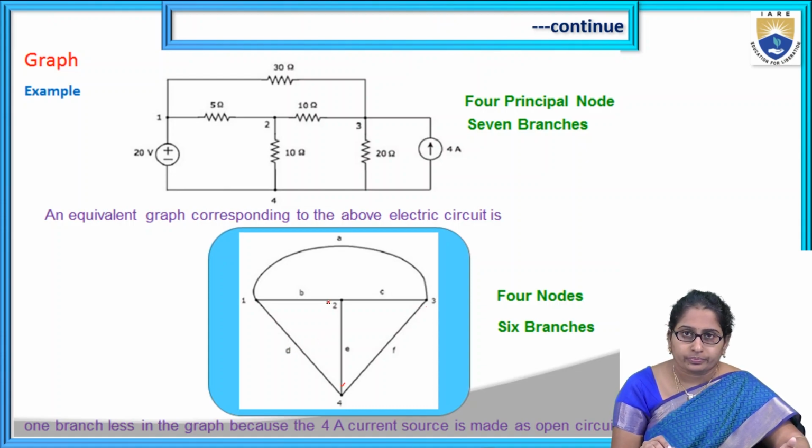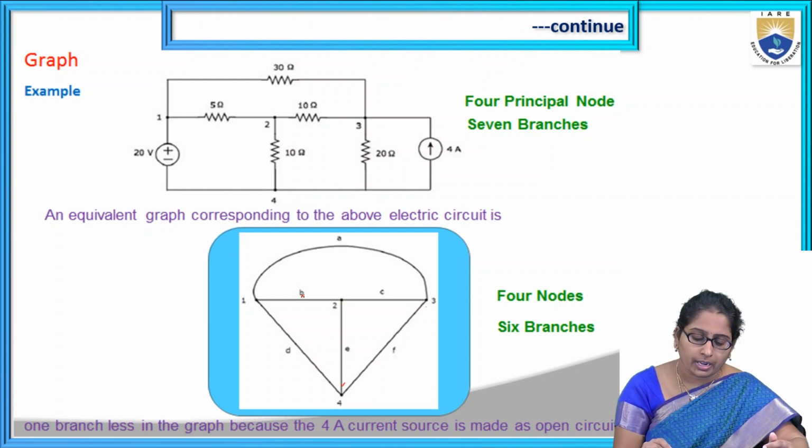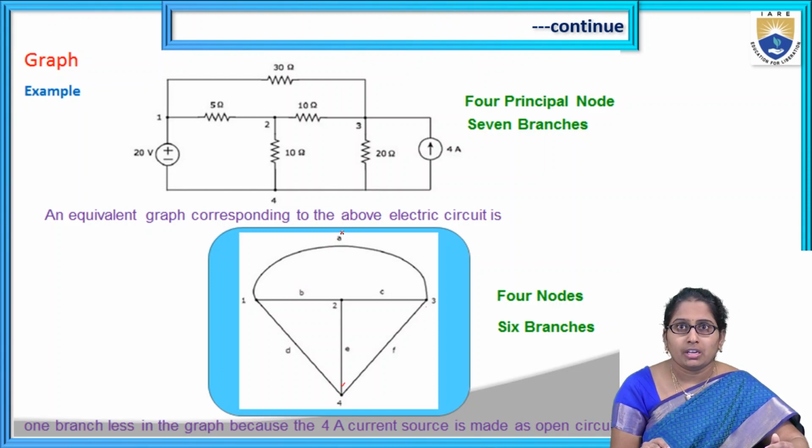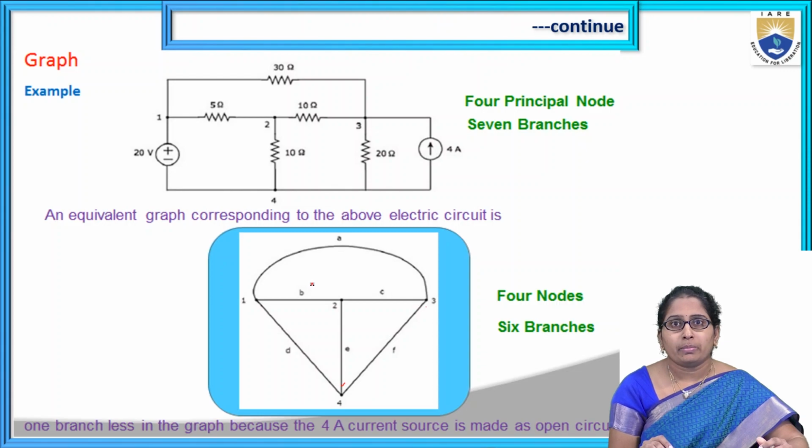Now I will tell you how it is given. For the branches, you can see the English letters A, B, C. Usually the nodes are represented with numbers and the branches are represented with small alphabetical letters. Okay, that is how it is used, and some textbooks take it vice versa.